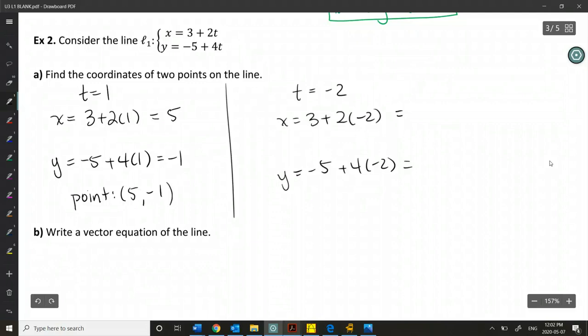Okay, I can also do this in vector format by simply choosing a parameter t and then multiplying that by the direction vector and adding the direction vector and position vector. So this is essentially the same thing, but we're just separating it out into x and y. So here we're getting 7, and down here we're getting -13. So that generates another point on our line, (7, -13).